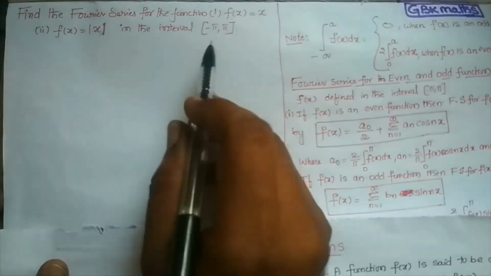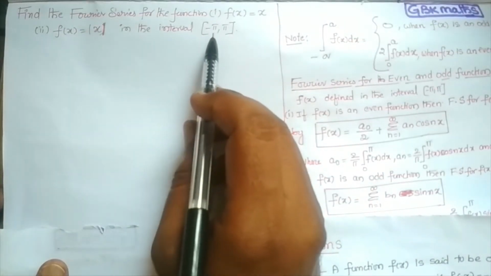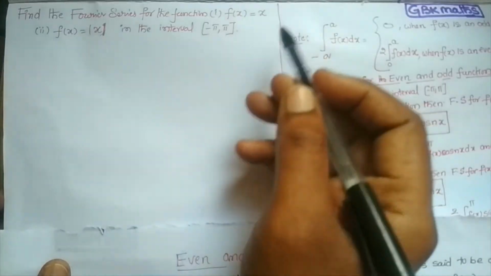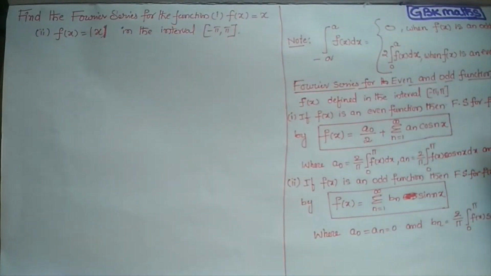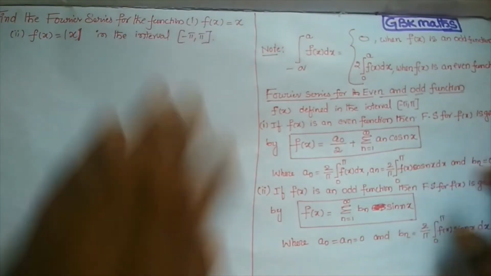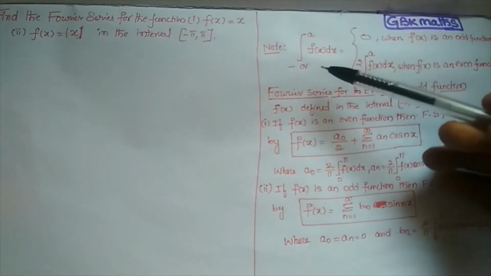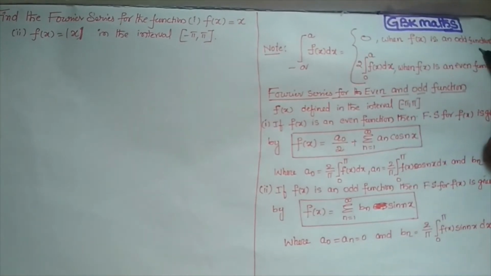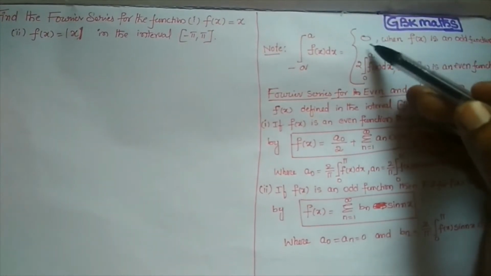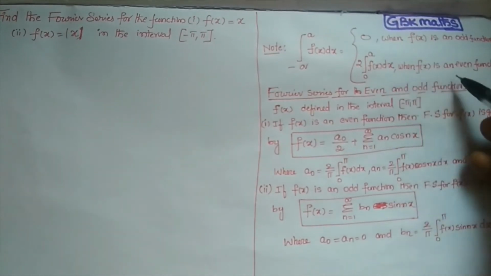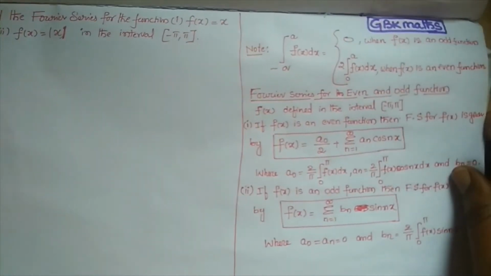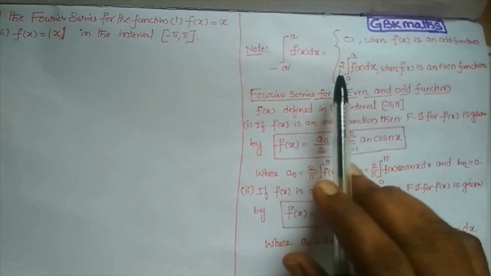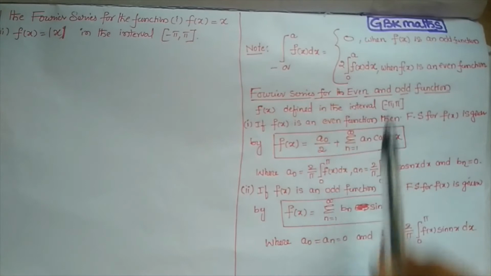Before we solve this problem, let us check whether the given function is even or odd. I have given some formulas for that. In the interval minus a to a, integral of f of x dx, if f of x is an odd function, the integrated value should be equal to 0. And if f of x is an even function, it must be written as 2 into integral 0 to a f of x dx.